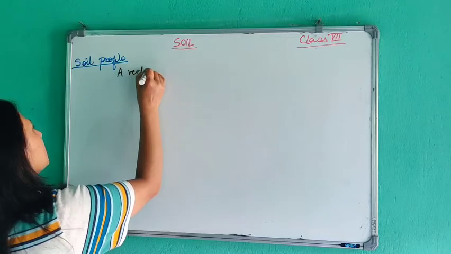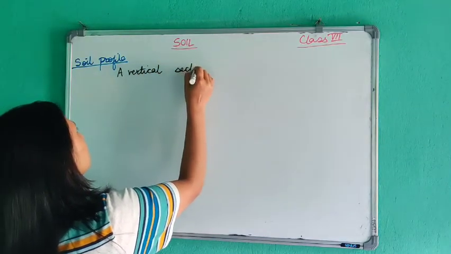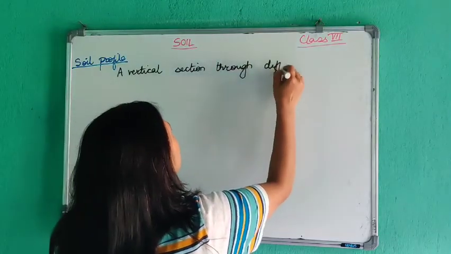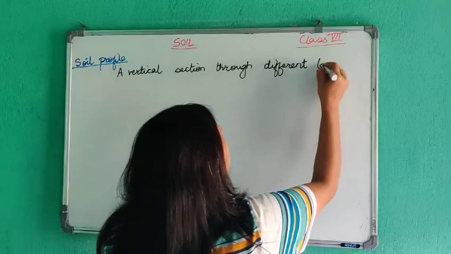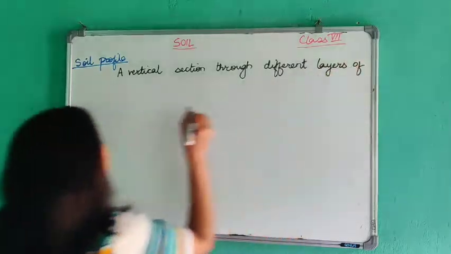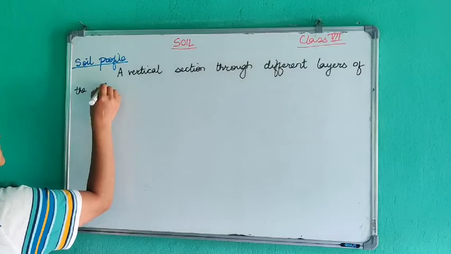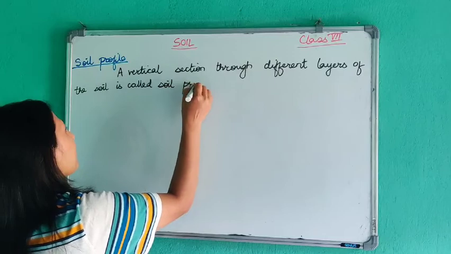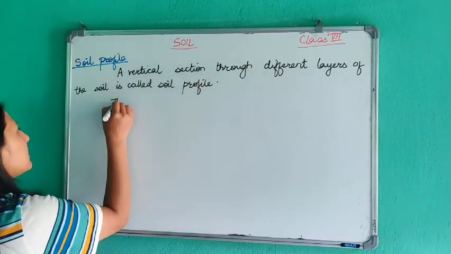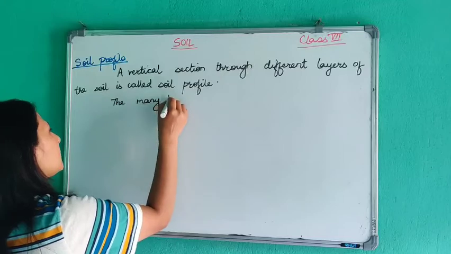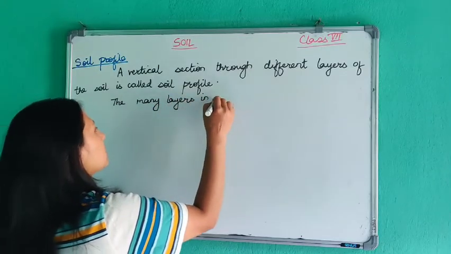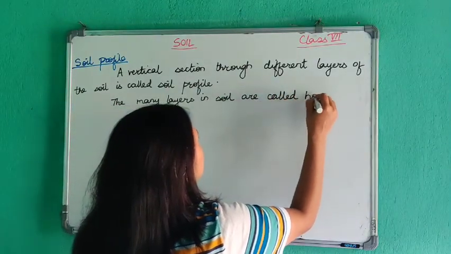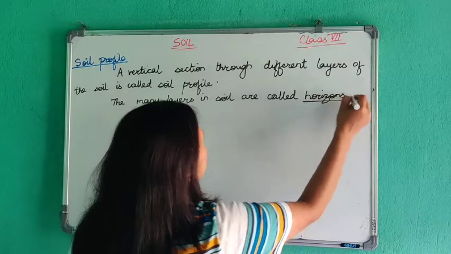A vertical section through different layers of the soil is called soil profile. Okay, soil profile, the many layers in soil are called horizons. Layers मात्रै नभनेर यसलाई horizons पनि भनिन्छ.